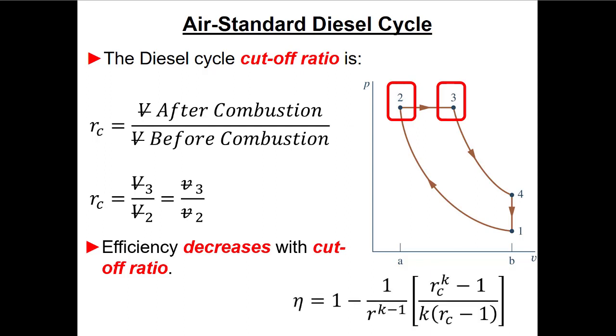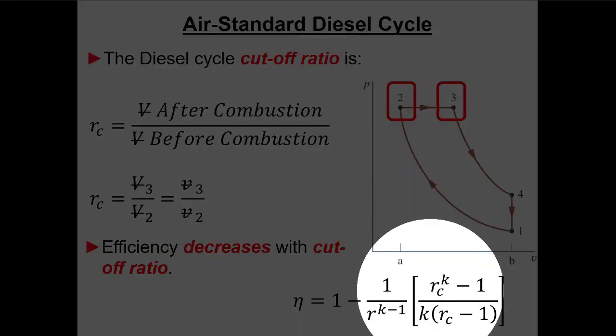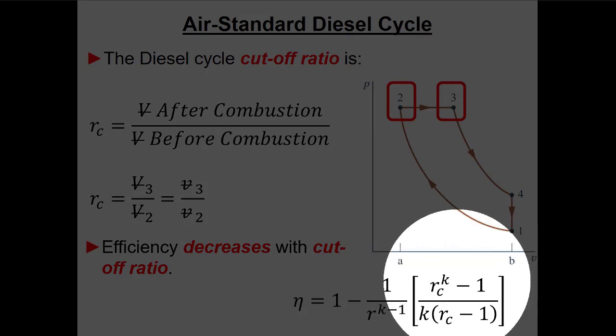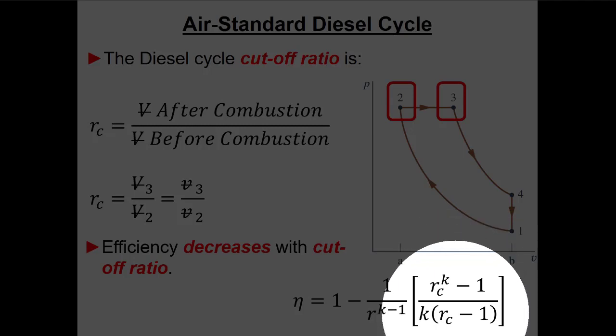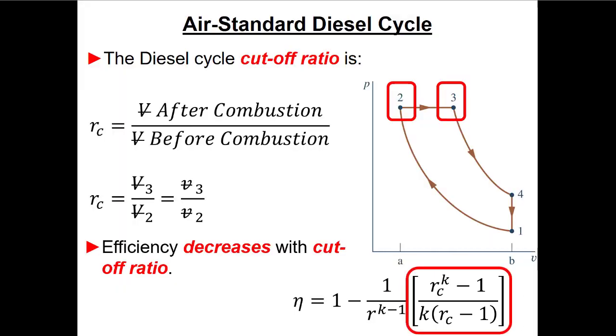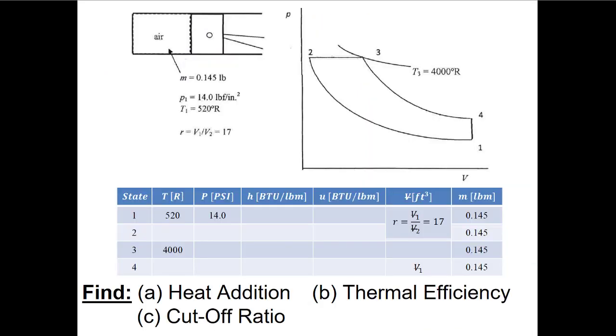We can see that here too. So if this cutoff ratio is small, the smallest it could be is 1. If V2 is equal to V3, then this term up here would be equal to 0. And this term would be 0 too. So we can see from this term how the thermal efficiency will respond as we change the cutoff ratio.